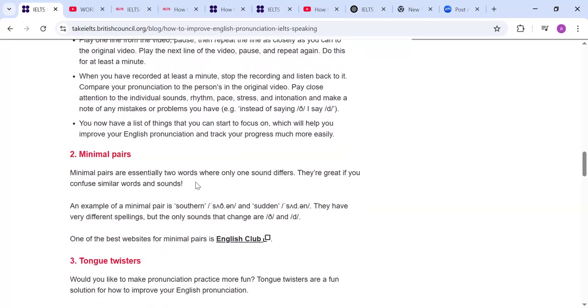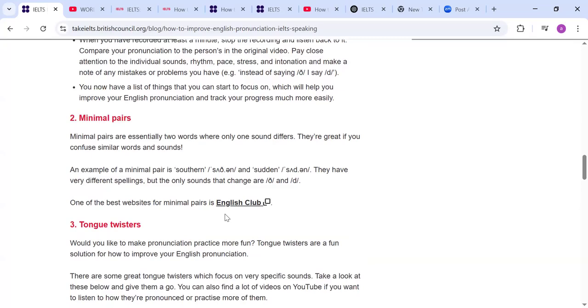Minimal pairs are essentially two words where only one sound differs. They are great if you confuse similar words and sounds. An example of a minimal pair is southern and sudden. They have very different spelling, but the only sounds that change are in the middle. So sometimes we confuse them, and it is difficult for the examiner to understand whether you are producing the word sudden or southern. So we need to make these types of words clear.